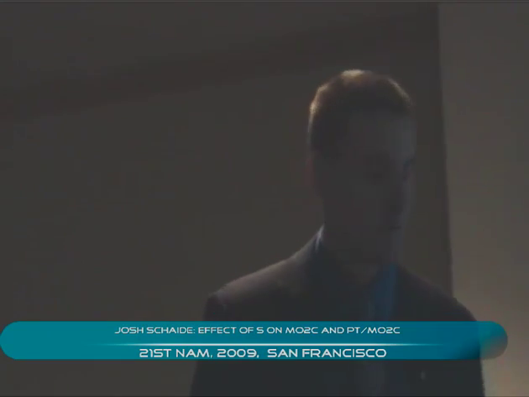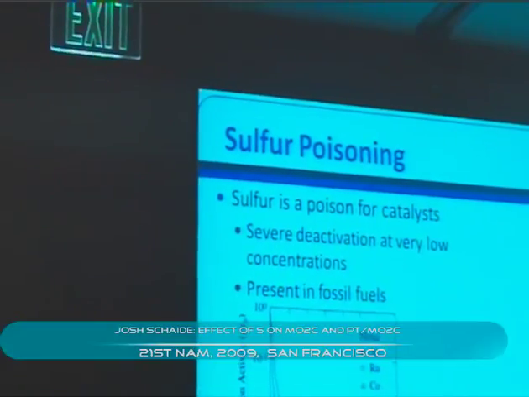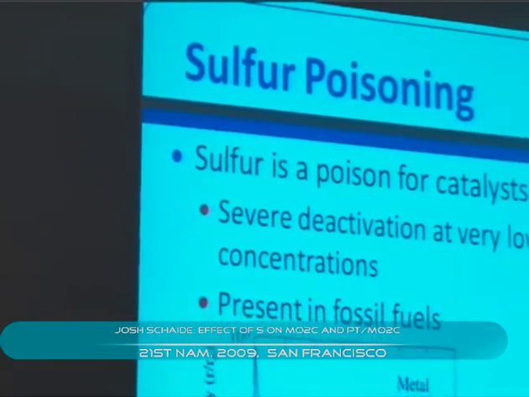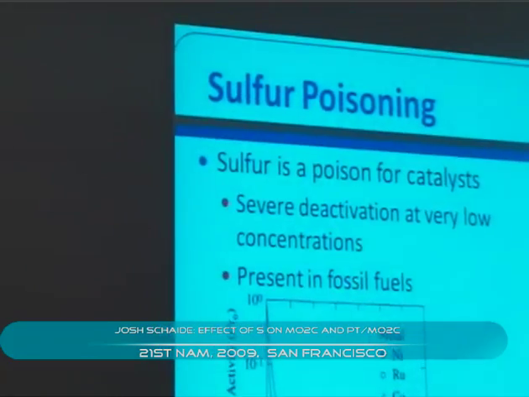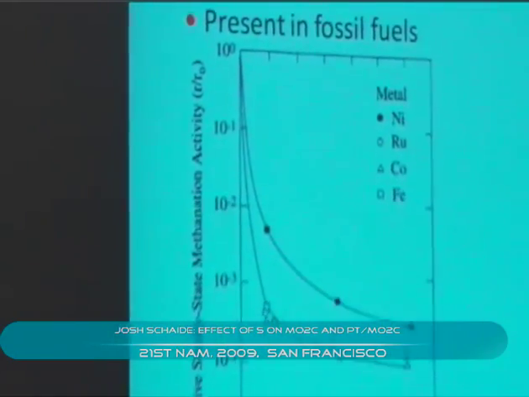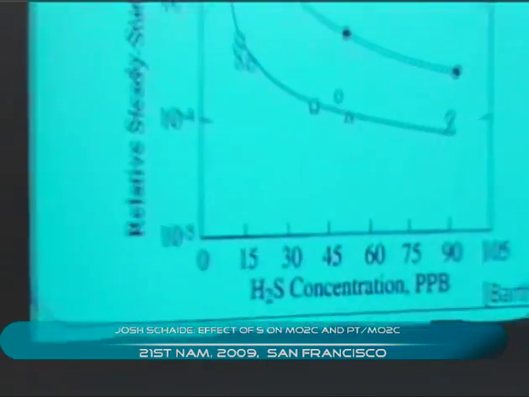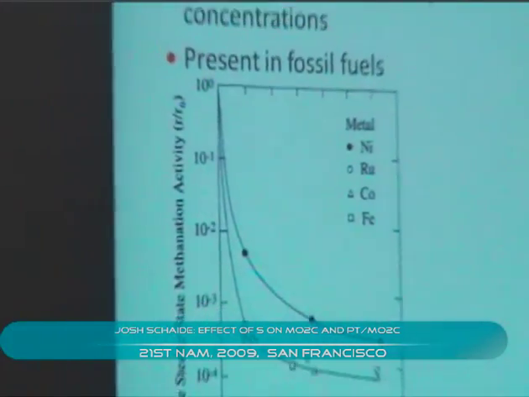Good afternoon, everyone. I'd like to take this opportunity on behalf of my co-authors to present our work on the effect of sulfur on moly carbide and platinum supported on moly carbide catalyst. Just a brief introduction. We all know that poisons are a major issue in catalysis, specifically sulfur, due to its very severe and sometimes irreversible deactivation, even at very low concentrations. The plot here shows that for a number of different metals, we see more than 99% loss of activity with just 15 parts per billion of sulfur.